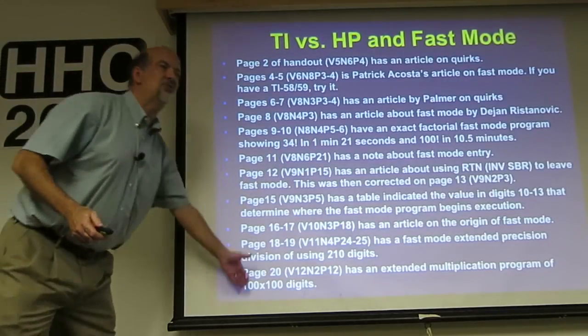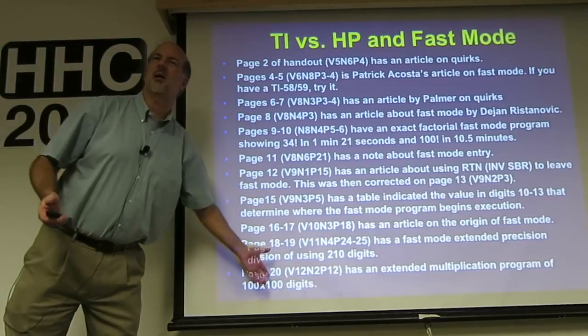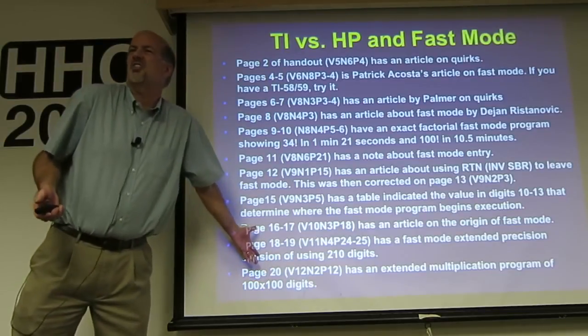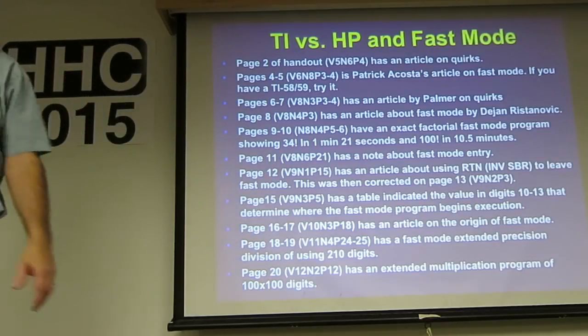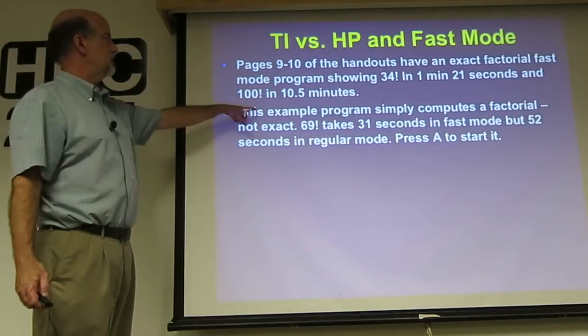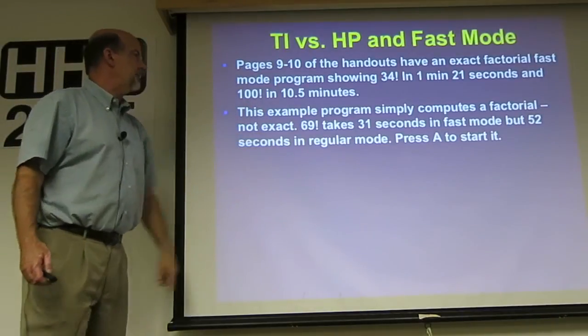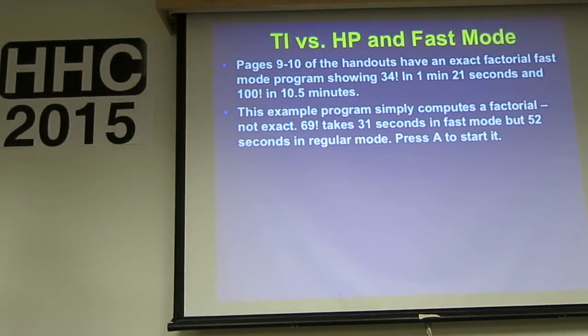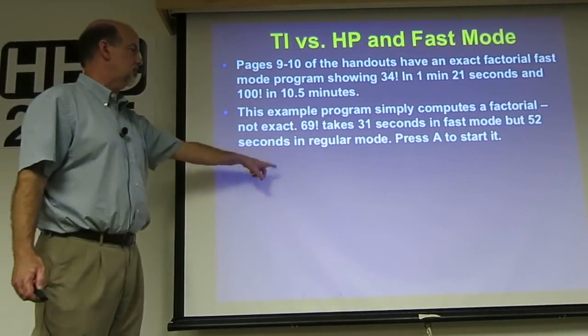So some of this stuff's in here. Again, just look through it sometime if you have any remote interest in seeing what the other side was up to. You need to know your competitor. Pages 9 through 10 have an exact factorial fast mode program. I think I mentioned that. The example program simply computes a real factorial. 69 takes 31 seconds in fast mode, but 52 seconds in regular mode.